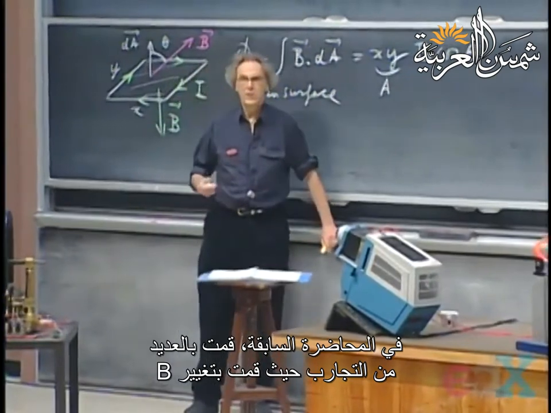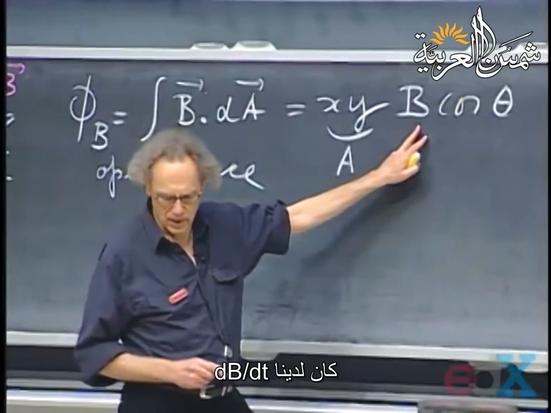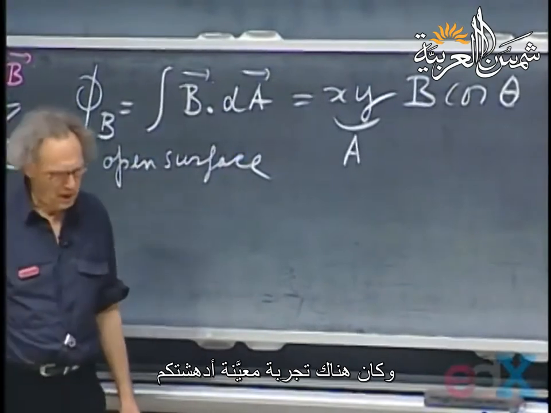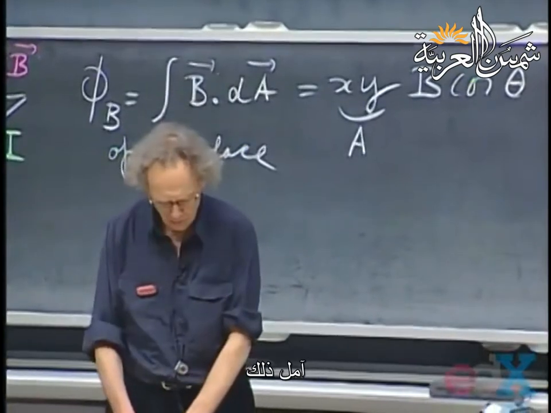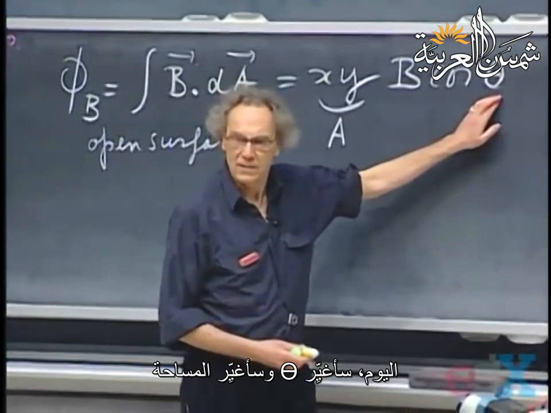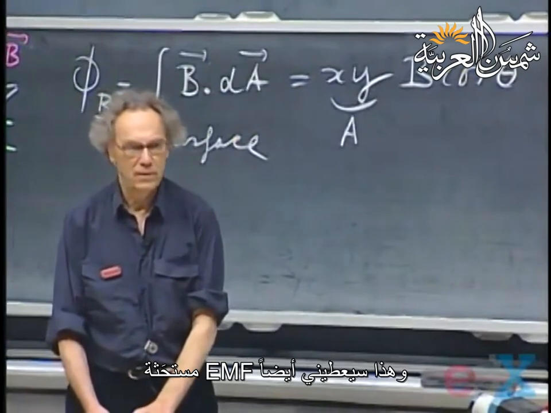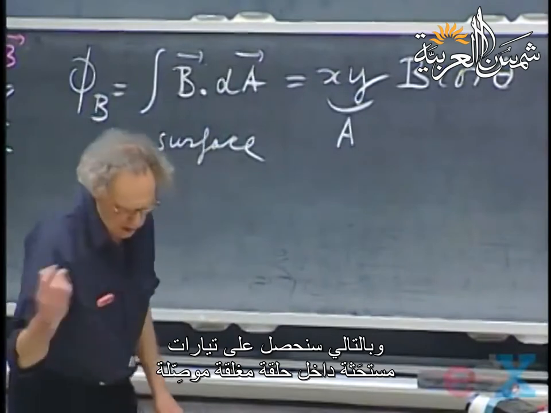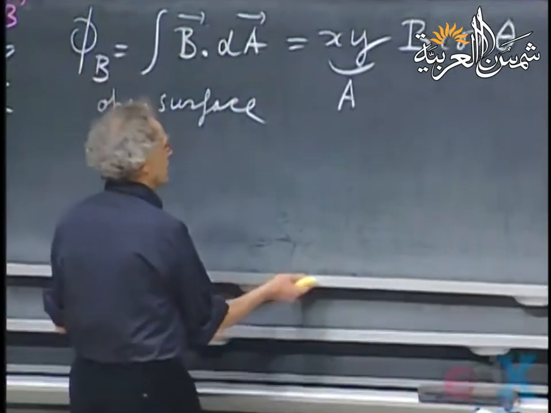Last time, I did several demonstrations whereby we changed B. We had dB/dt. And there was one particular demonstration that blew your mind, and that you will tell your grandchildren about, and that you will always remember, I hope. Today, I'm going to change theta, and I'm going to change the area, which will also give me induced EMFs, and therefore induced currents in a closed conducting loop.